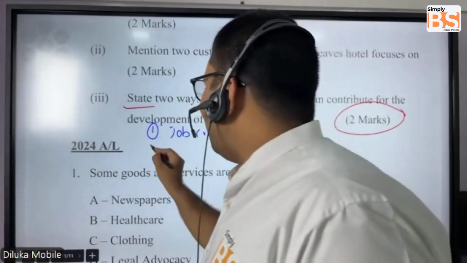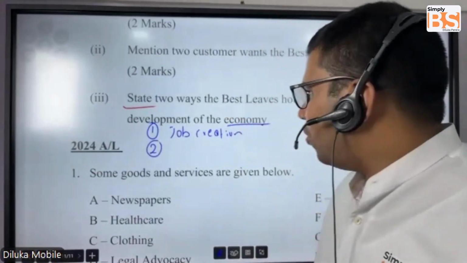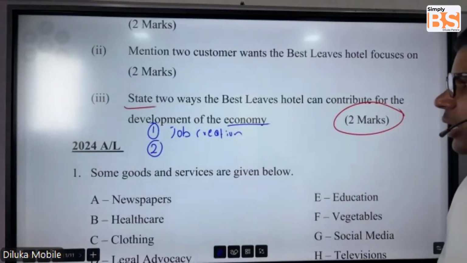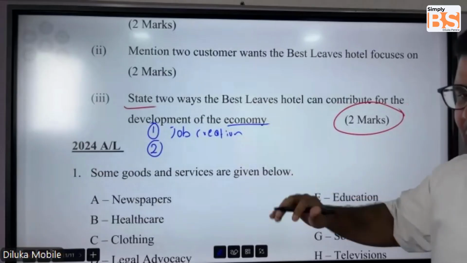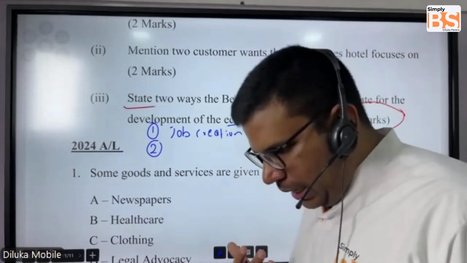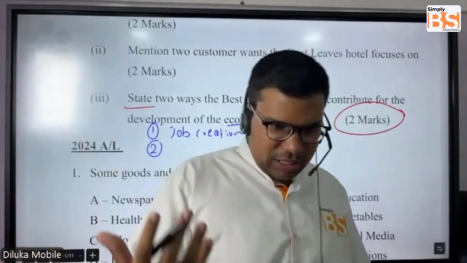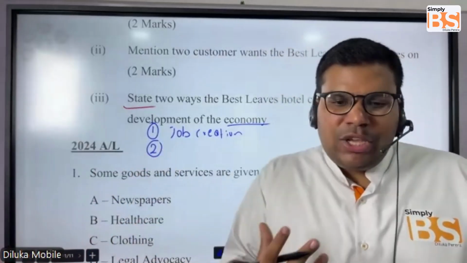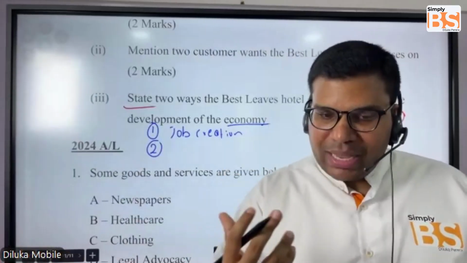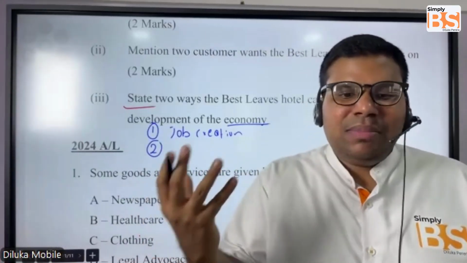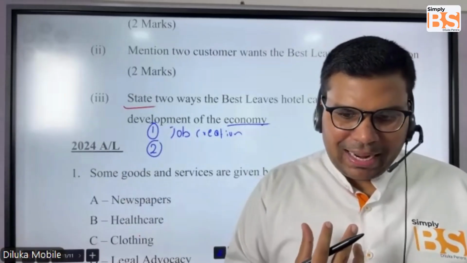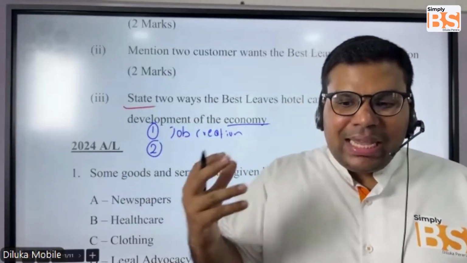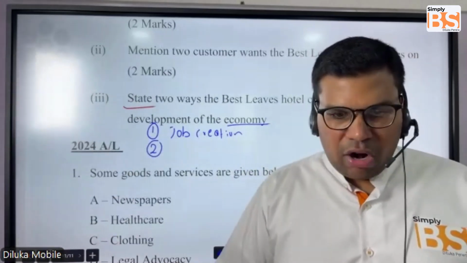Number 2, what else? How are they contributing to the economy? Through this hotel, they are providing a service. Is it free of charge? No. For the service they offer, organic food, good and safe accommodation, a good experience, customers will pay some money. So Best Leaves Hotels is generating income for the gross domestic product of the country.